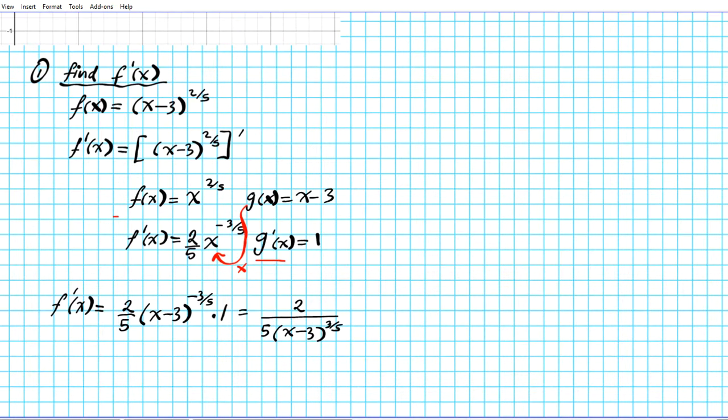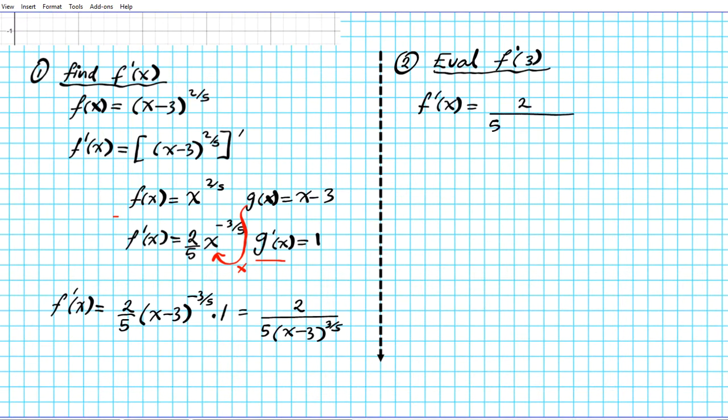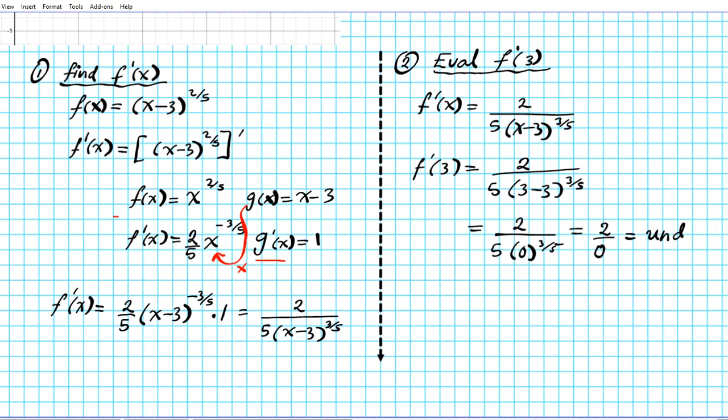Now let's proceed to determining the value of the derivative f prime of x at the given extremum. Alright, so part 2, we want to evaluate f prime of, what was it again? 3, I think it was 3. F prime of 3. Okay? So for your recollection, f prime of x is 2 over 5 times x minus 3 raised to the 3/5. And then let's find the derivative at that point. So it's 2 over 5 times 3 minus 3 raised to the 3 over 5. And then that gives us 2 over 5 times 0 raised to the 3/5. And then it's simply 2 over 0, which is undefined. So basically the derivative at the extremum does not exist.